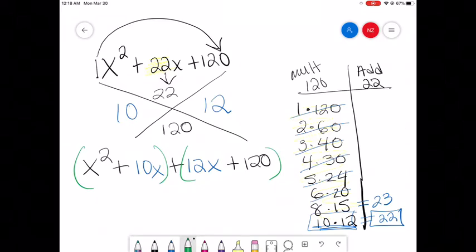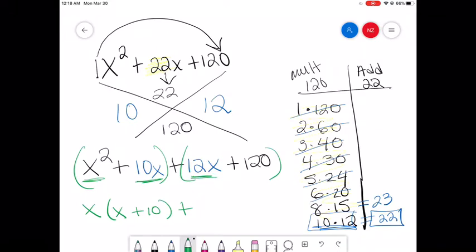The greatest common factor between x squared and 10x is going to be x. What's left inside when I divide out an x is an x plus 10. Then I have plus over here between a 12x and a 120. I want to think about what can I factor out of 120 and 12. I believe I can take out a 12 actually. That would be the greatest factor. And you can use guess and check to figure out what that number is.